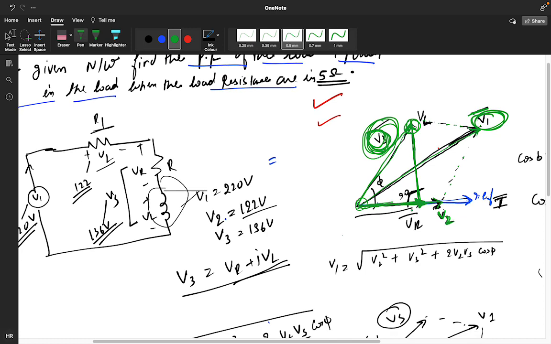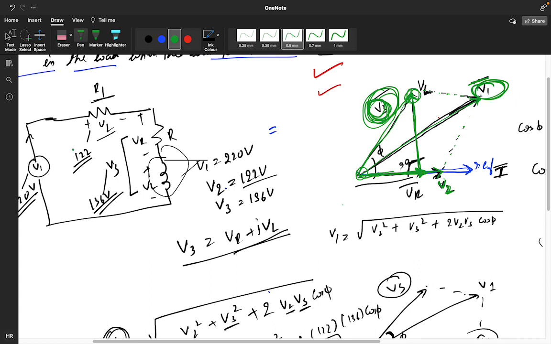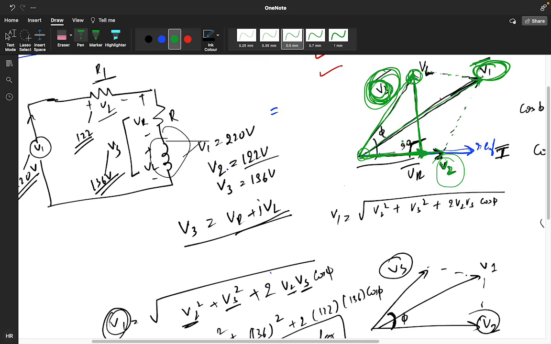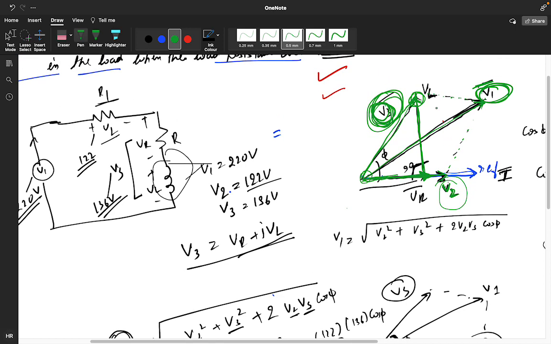So first we can draw V2 also, with respect to the reference only. You have drawn V2. Okay, it's fine. Next you have drawn V3, and V3 is VR plus VL. It's fine. Then next, V1 is the combination of V3 and V2. So V1 is the combination of V2 and V3.